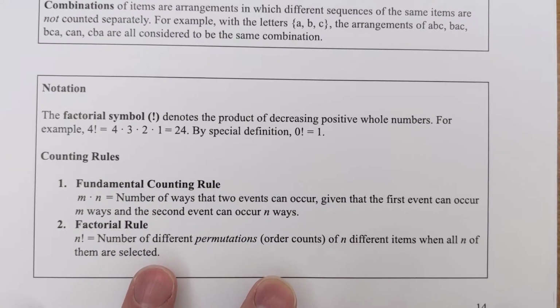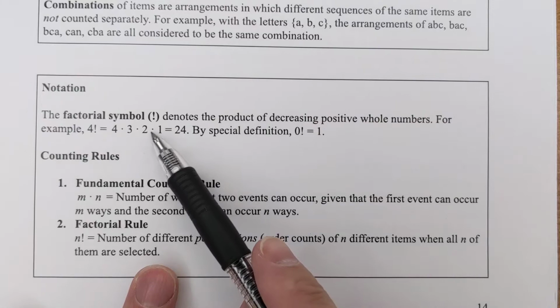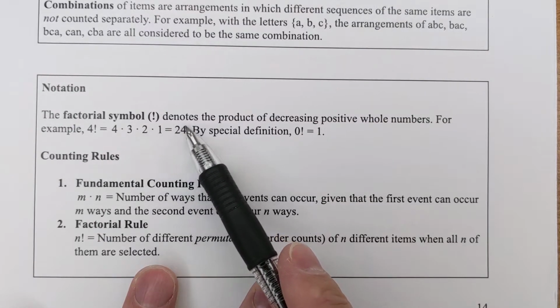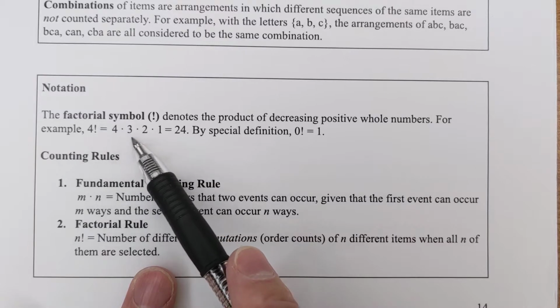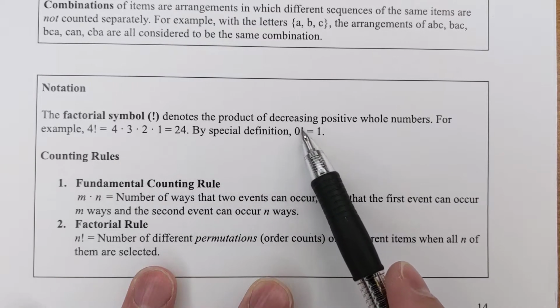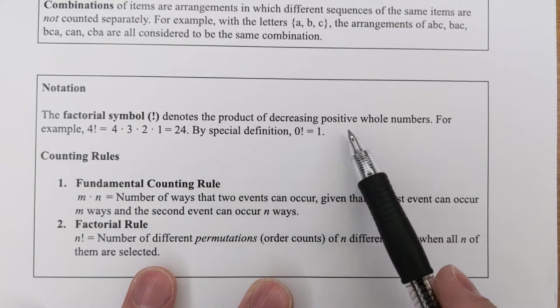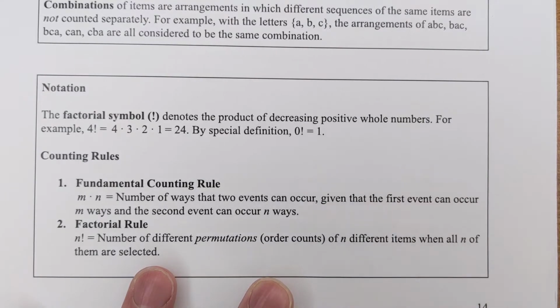Okay, some notations. You have this factorial symbol, the exclamation point, which denotes the product of decreasing positive whole numbers. For example, 4 factorial is 4 times 3 times 2 times 1. 0 factorial is defined to be 1, even though it's not technically a positive number.